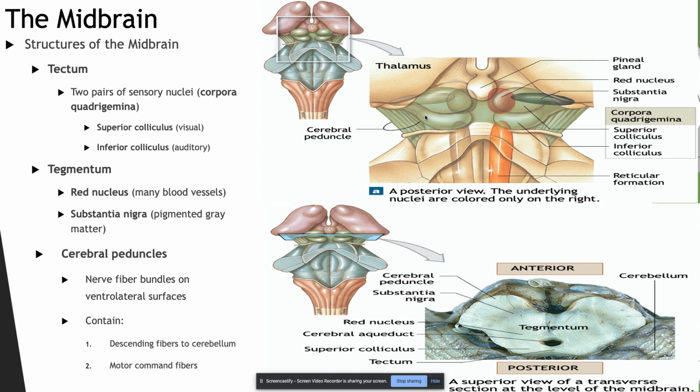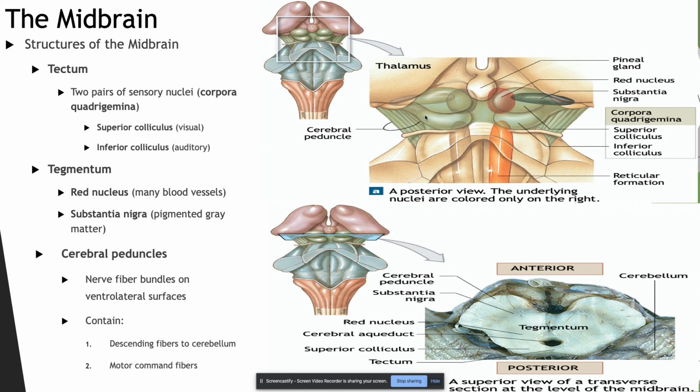So the superior colliculi control the reflex movements of the eyes, the head, and the neck in response to visual stimuli such as bright light. And the inferior colliculi control reflex movements of the head, the neck, and the trunk in response to auditory stimuli such as a loud noise.